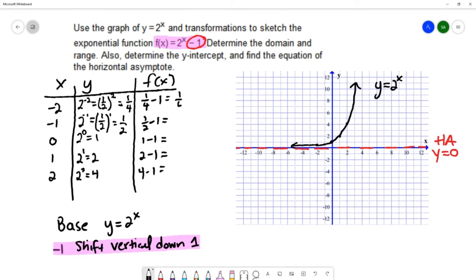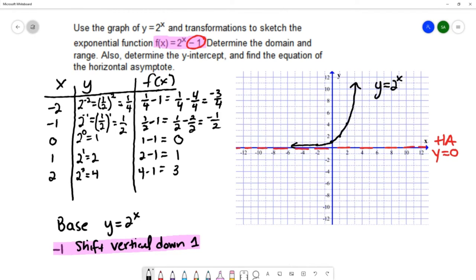So 1/4 minus 1, I need a common denominator, so I'll change 1 into 4/4. That becomes negative 3/4. And 1/2 minus 1, I need a common denominator, I'll change 1 to 2/2. That becomes negative 1/2. 1 minus 1 is 0. 2 minus 1 is 1. 4 minus 1 is 3.